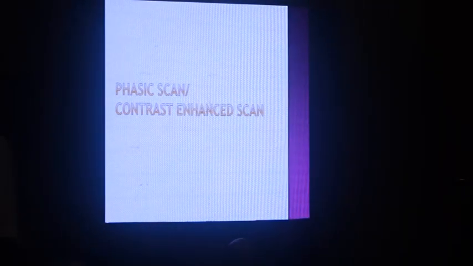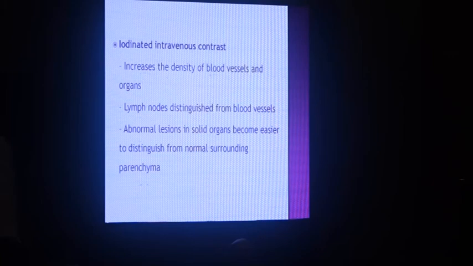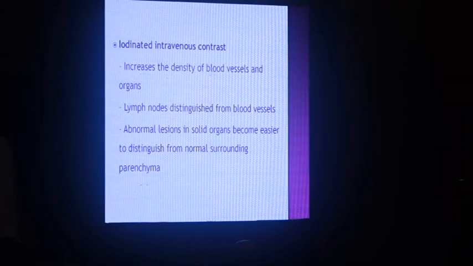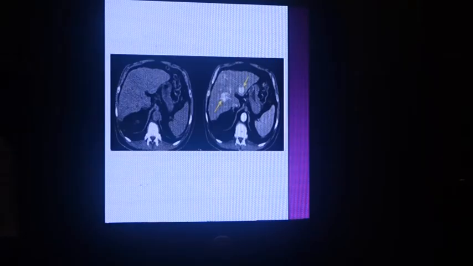Something about the contrast-enhanced scan. Why is there a need to give iodine contrast to a patient? The important thing is to increase the density of blood vessels as well as organs, to differentiate between lymph nodes and blood vessels, and, more important, abnormal lesions in solid organs become easier to distinguish from the normal surrounding parenchyma. That's why CT abdomen with contrast is always required, except in a few conditions.